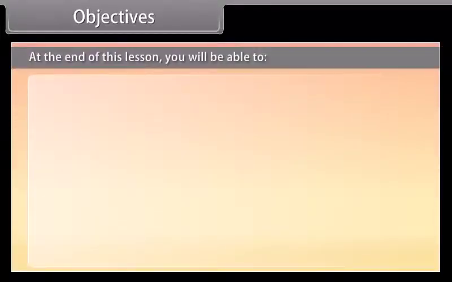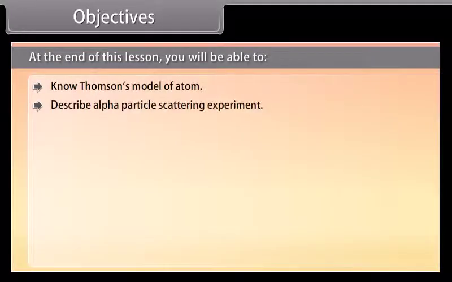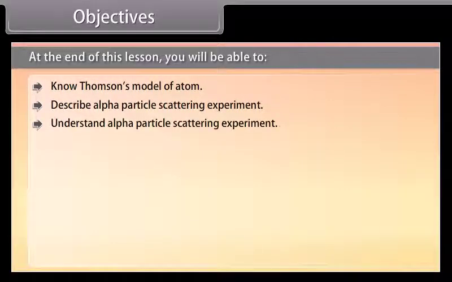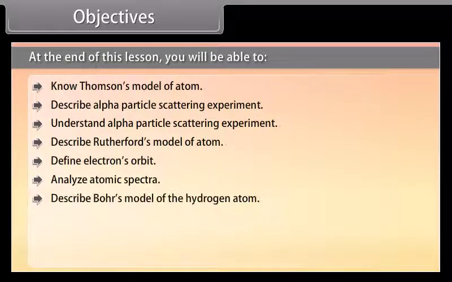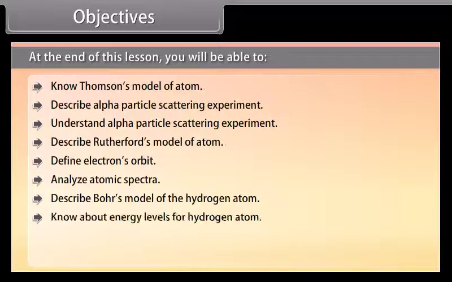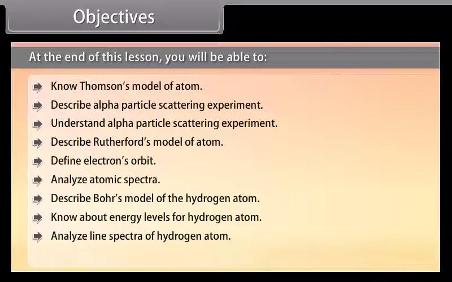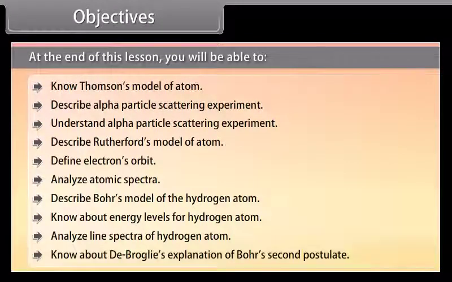Objectives. At the end of this lesson, you'll be able to know Thomson's model of atom, describe the alpha particle scattering experiment, understand the alpha particle scattering experiment, describe Rutherford's model of atom, define electron's orbit, analyze atomic spectra, describe Bohr's model of the hydrogen atom, know about energy levels of the hydrogen atom, analyze line spectra of the hydrogen atom, know about de Broglie's explanation of Bohr's second postulate.